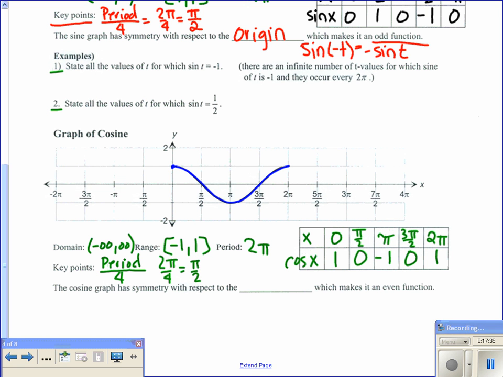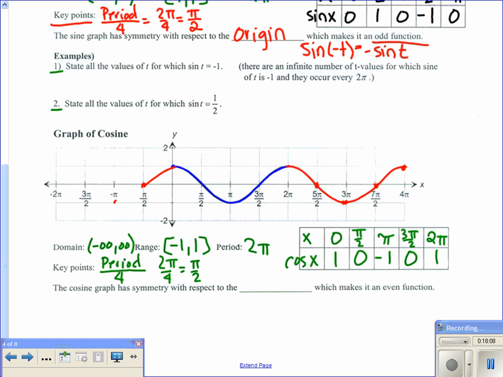And of course we could keep on going around our circle. So then I know that 5 pi over 2 is coterminal with pi over 2, 3 pi over 2 is coterminal with pi, 7 pi over 2 is coterminal with 3 pi over 2, and 4 pi is coterminal with 2 pi. So then we get our graph that looks like this. And of course we can go the opposite way. Negative pi over 2 would be coterminal with 3 pi over 2.